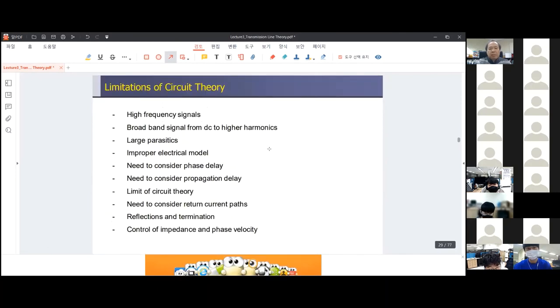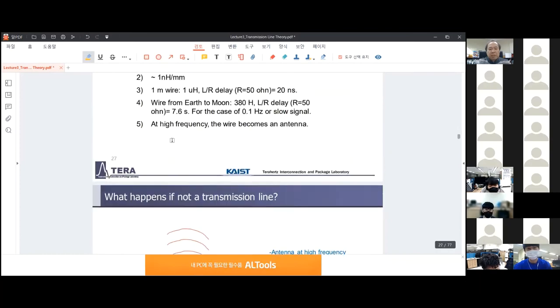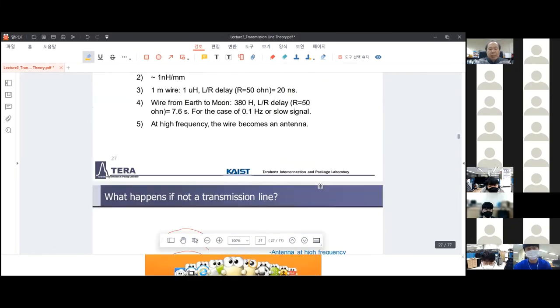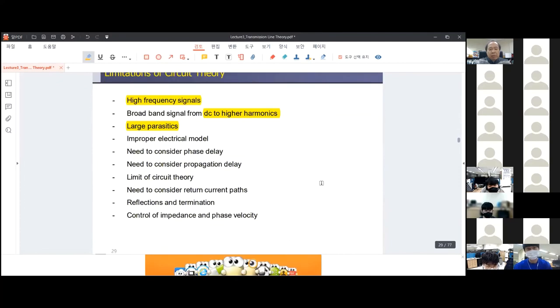So this is a summary of circuit theory. We have to deal with very high frequency signals. It has from DC to high frequency harmonics. And also we have large parasitics. In this previous slide, I was talking about magnetic field and that it will be related to inductance. And we have a large amount of parasitics because of high frequencies.